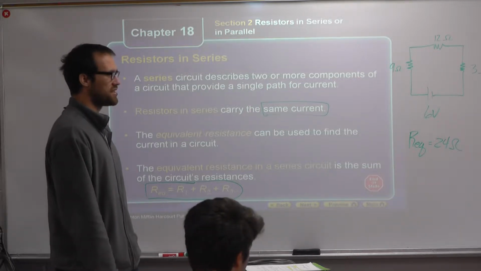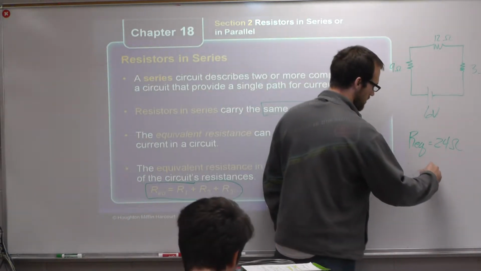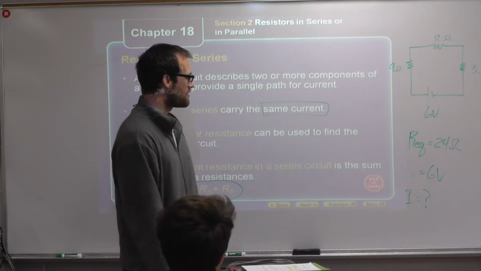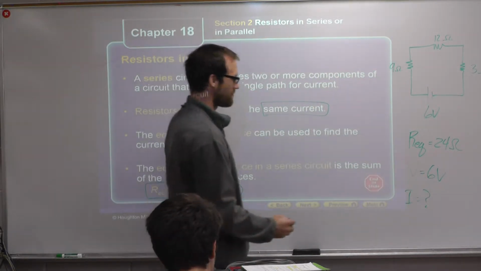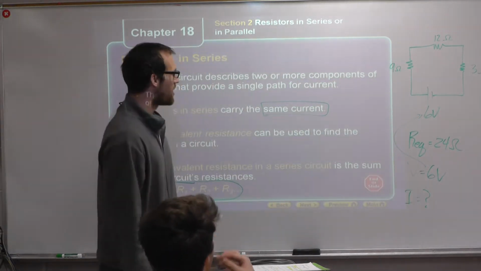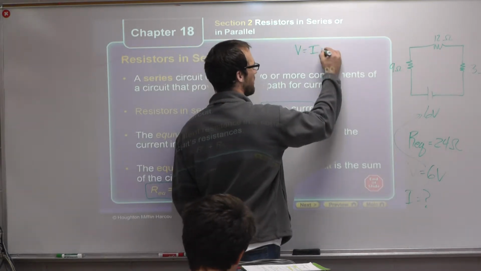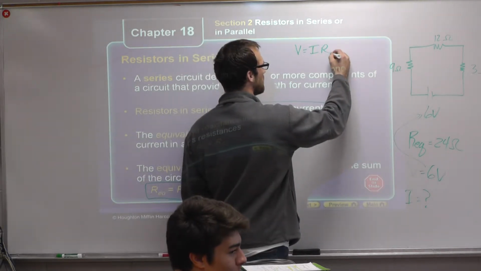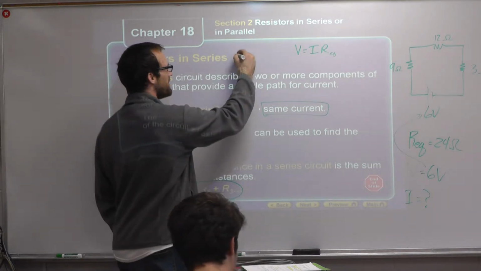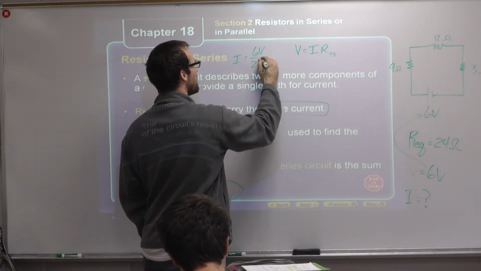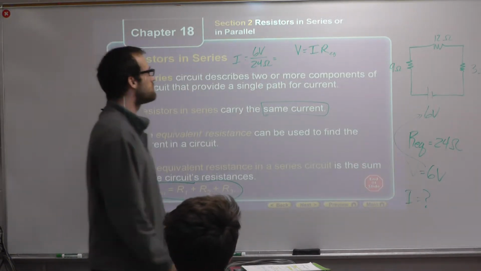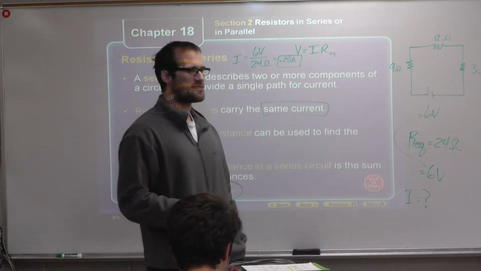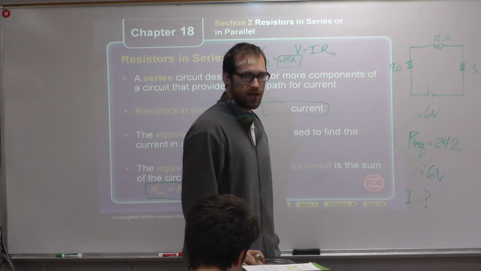Then, if I know the equivalent resistance, and I know the voltage of the battery, I can figure out the current. So, we have a certain law that we talked about last chapter, V equals IR. Now, if I want to find the equivalent current, I need the equivalent resistance. Six volts over 24 ohms is what for current? Okay, so there is your current, and it's the same all the way through your particular series circuit here.